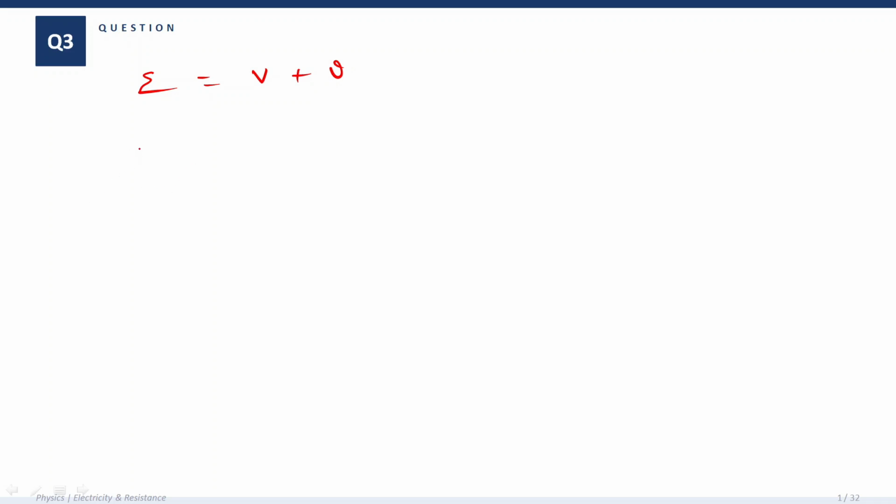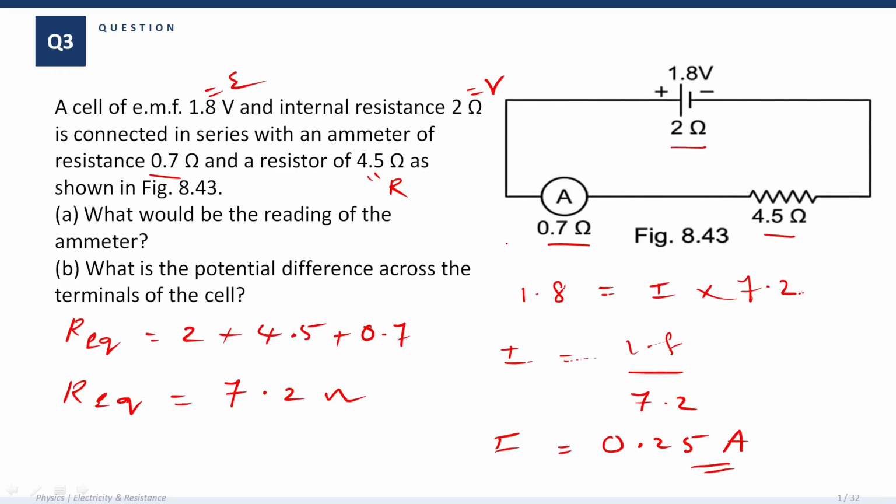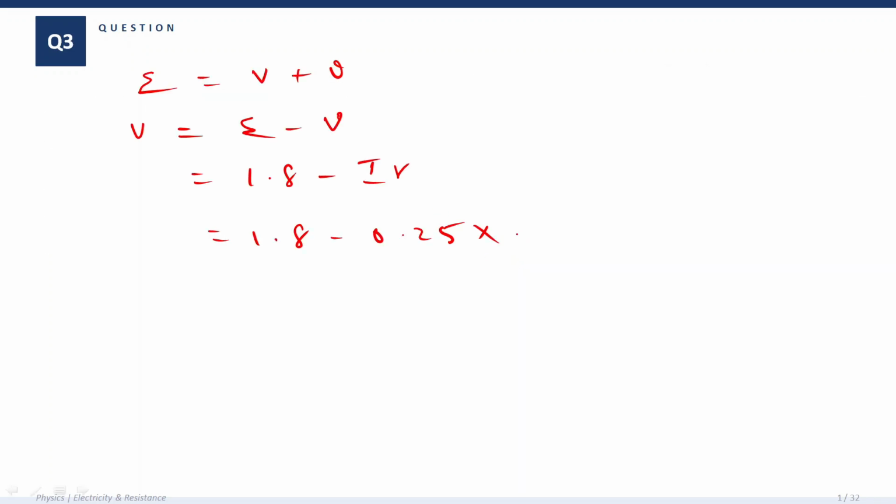Then V equal to epsilon minus small v. Epsilon given 1.8 minus, this is the voltage drop, I will write capital I, small r, that equal to 1.8 minus current we found 0.25 ampere, the resistance is 2 ohms, 2, that equal to 1.8 minus 0.5, that equal to 1.3 volt. This is the terminal voltage.